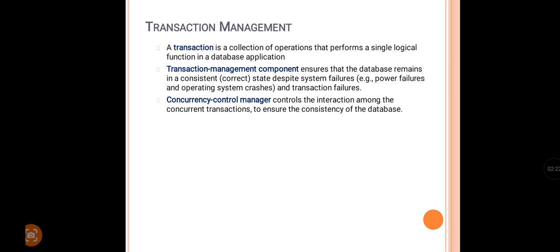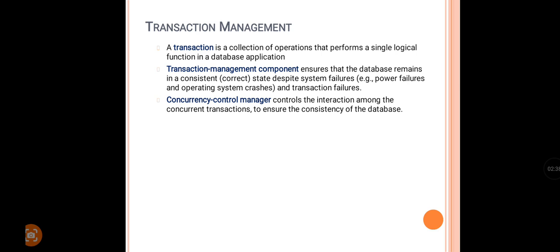Both operations should happen together. If one operation fails, the other should also be cancelled. This is the responsibility of the transaction management component. It also protects the database during unexpected situations such as power failures or system crashes.